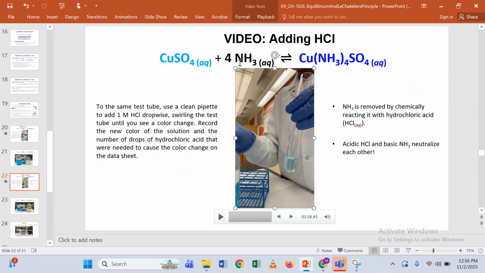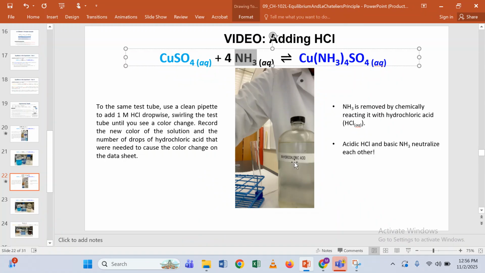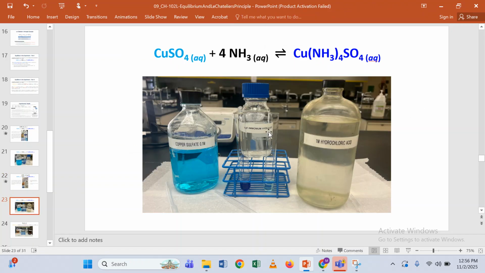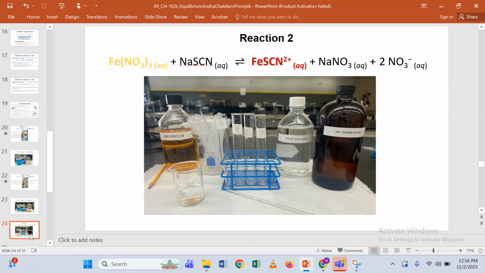So again, the summary is if we remove NH3, so hydrochloric acid is essentially removing the NH3, the system is gonna shift towards NH3, so it's gonna shift to the left. So this is what happens before and after. The more HCl you add, the more NH3 is removed, and the system is going to shift to the left to make more NH3.